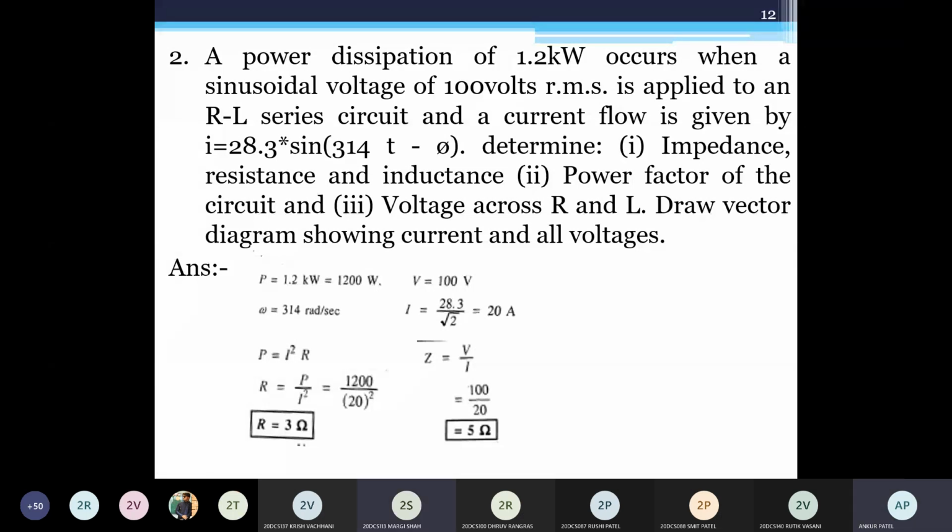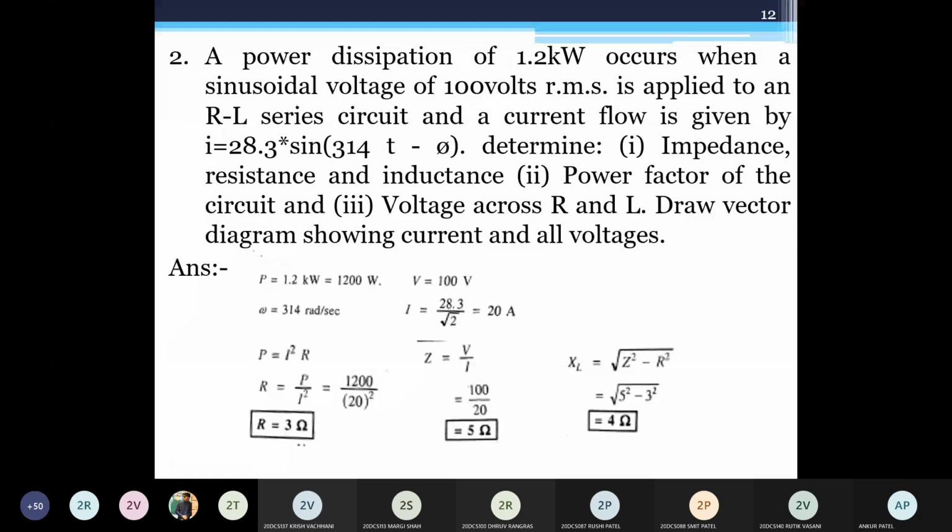4. Okay, is everyone getting 4? Yes, so XL is 4 ohm. Now find out L. XL equal to omega L, so L is equal to XL upon omega. So 4 by 314.